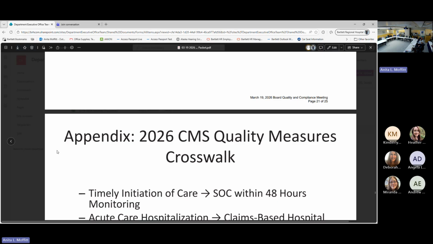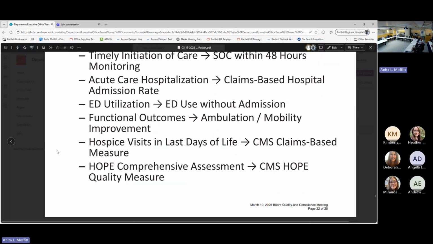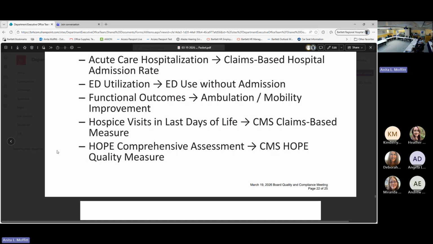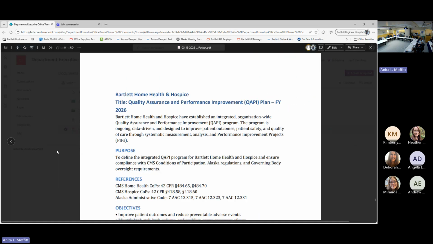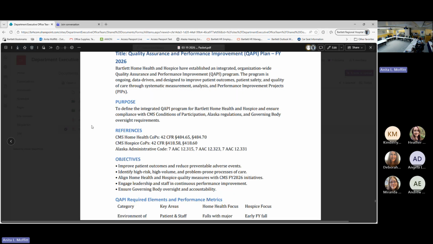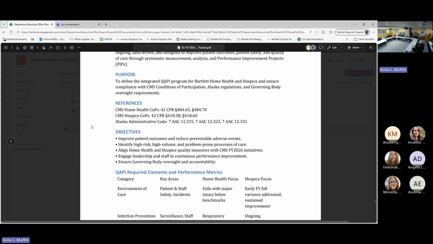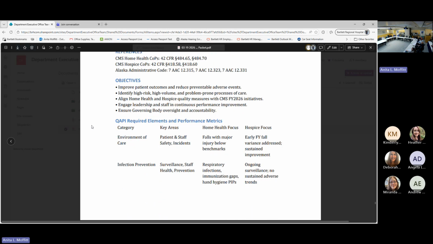That's just the appendix to what CMS is going to request of us. The next is just our plan, and we need approval for that. It's kind of a repeat, it just tells you how we're going to do it, what we're going to do, and how often we're going to present to people regarding our quality metrics.